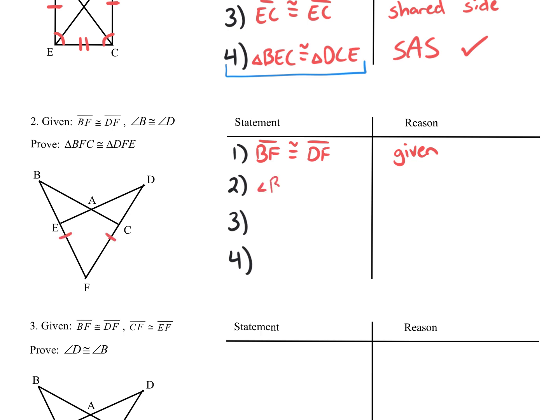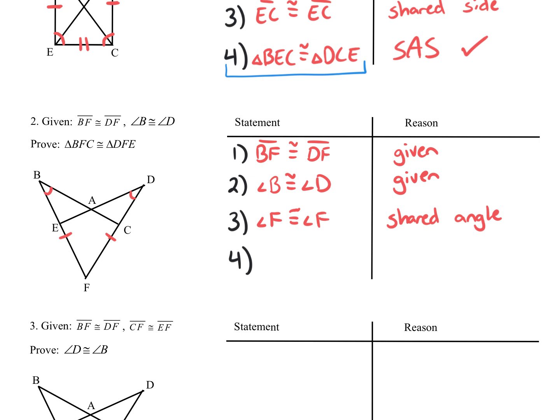And then it tells us angle B is congruent to angle D. Again, the reasoning for that is given. And then mark it in your picture. What always comes after given statements? Shared side or shared angle. What do we have this time? We have a shared angle at F. So how do I write that? Angle F is congruent to itself. Angle F by reasoning, shared angle.